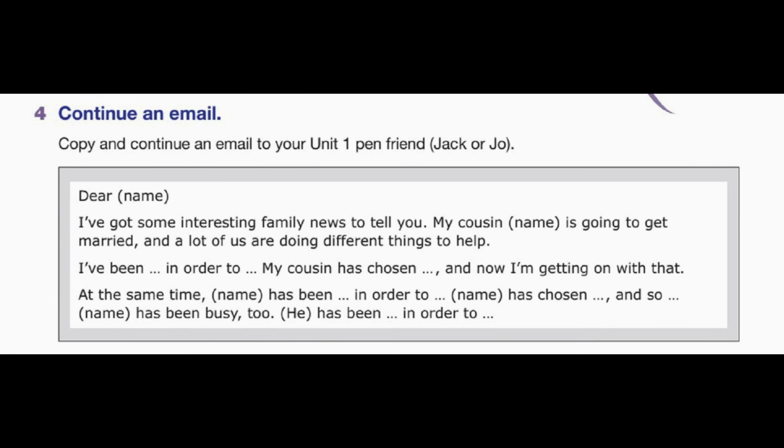4. Continue an email. Copy and continue an email to your Unit 1 pen friend Jack or Joe. Dear name, I've got some interesting family news to tell you. My cousin, name, is going to get married, and a lot of us are doing different things to help. I've been, in order to. My cousin has chosen, and now I'm getting on with that.